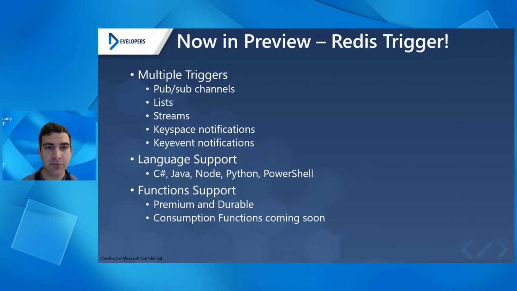So we now have, in preview, trigger support for Azure Functions. And we support a whole pile of triggers. You can trigger on pub sub channels in Redis, on lists, on streams, and on key space and key event notifications through the pub sub trigger. And we support a variety of languages, from maybe your friendly C#, or, like me, if you prefer Python. We support the whole gamut of the most popular languages. And right now we support premium and durable functions. We'll support consumption functions soon, but not quite yet.